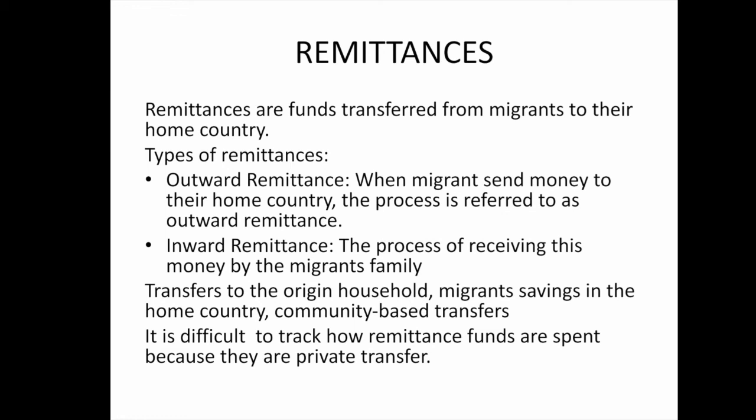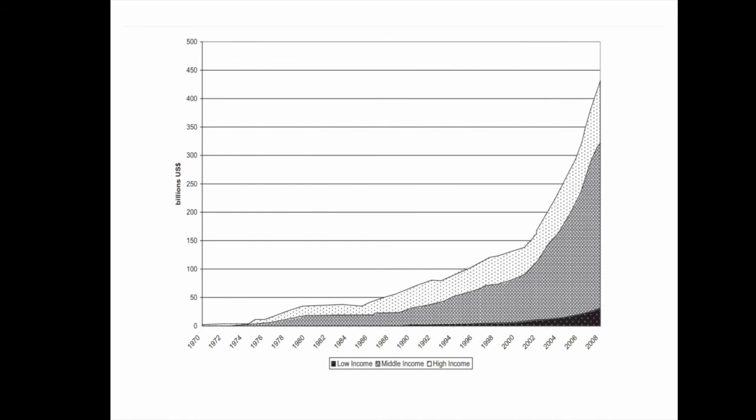Remittance involves transfers to the origin household, migrant savings in the home country, and also community-based transfers. It is difficult to track how remittance funds are spent because they are private transfers. Moving on to the next slide, here you can see data from the World Bank about remittances over the years. From this data, remittance flows have increased dramatically since the middle of the 1990s. Most of the increase in remittance has gone to middle-income countries, and in some countries, remittance inflows now exceed FDI inflows.